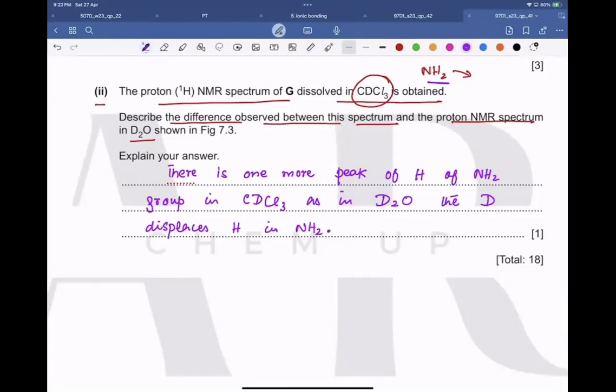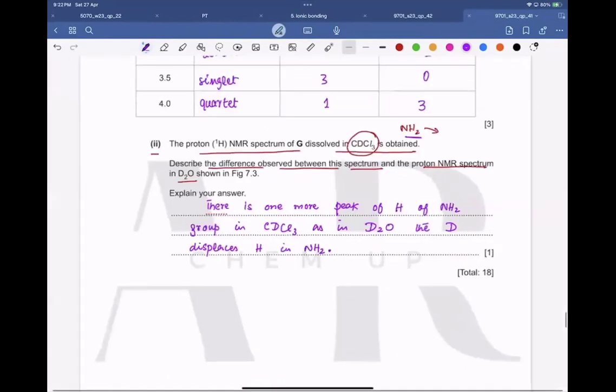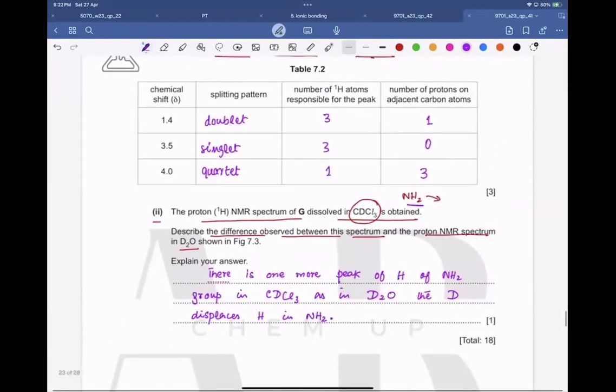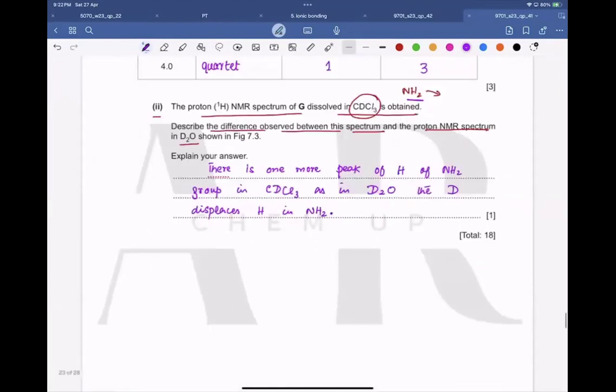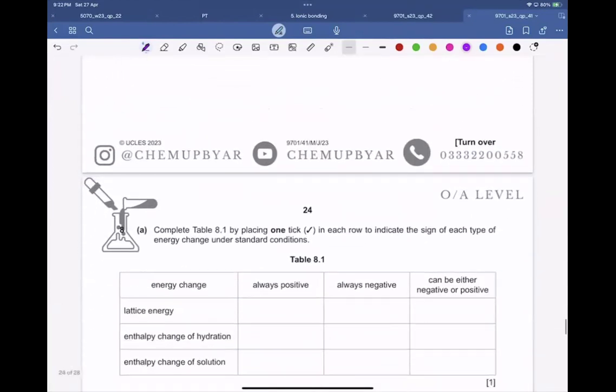Is this clear to all of you? If any one of you has any confusion till here, please ask. Okay.